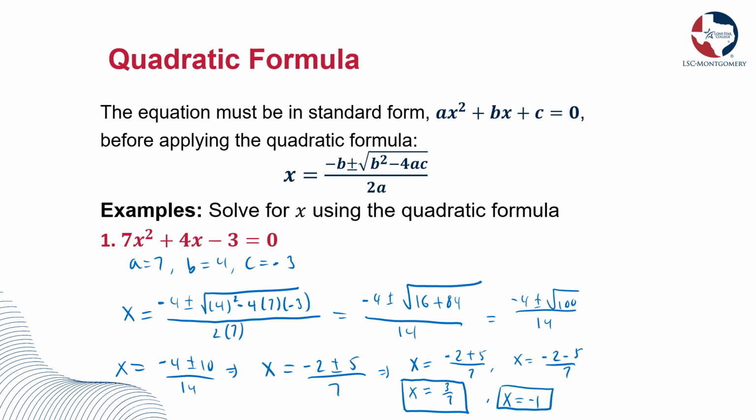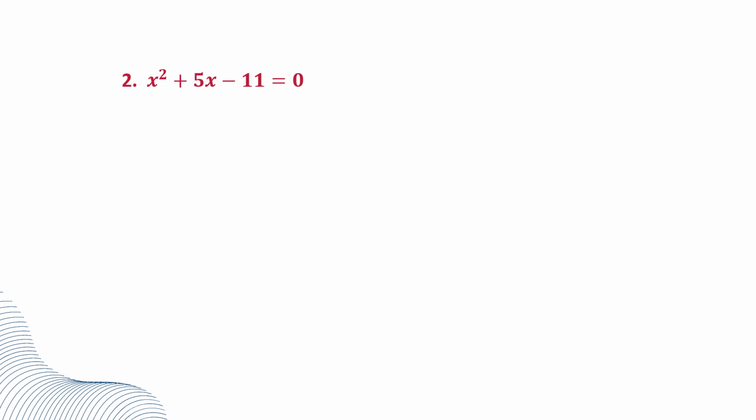So the quadratic formula can be used in most cases for quadratic equations, but sometimes it might be easier to factor, or sometimes it might be easier to use the quadratic formula. It all depends on what your equation is. Let's look at the example that we used earlier for completing the square and apply the quadratic formula to it. So x squared plus 5x minus 11. So you know that our a is 1, b is 5, and c is negative 11.